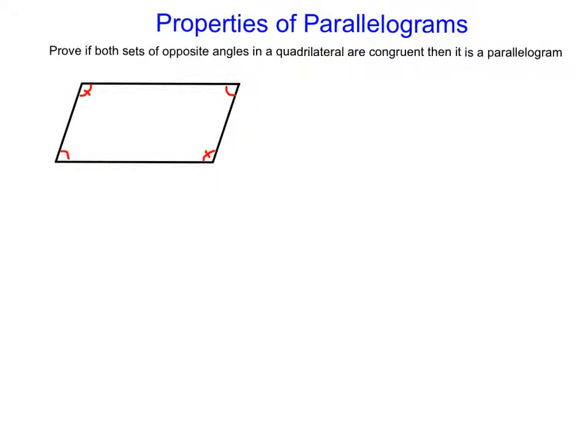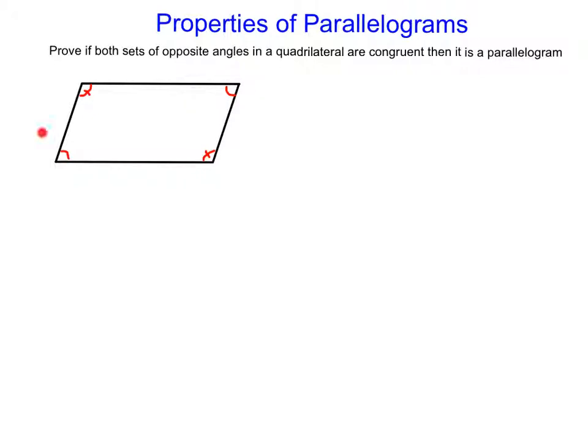Hello there. In this video we're going to prove one of the properties of a parallelogram, that if you start with a shape where the opposite angles are congruent to each other, both sets, this one and this one are congruent, and this one are congruent, then that shape must be a parallelogram.